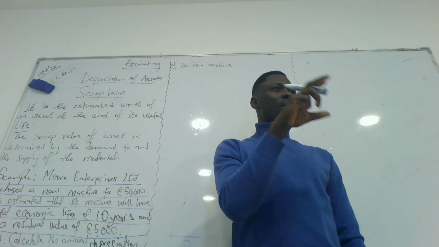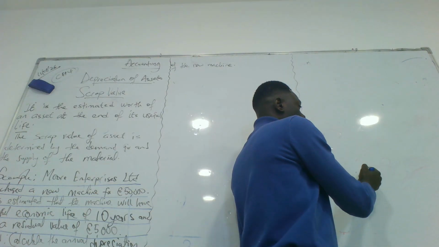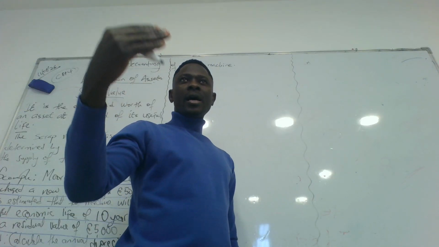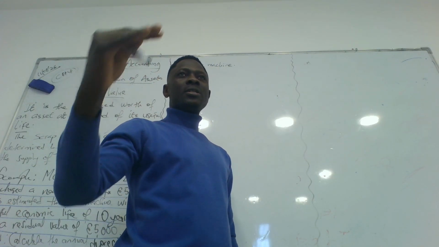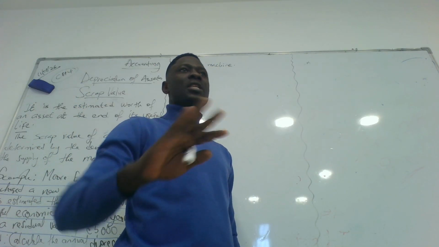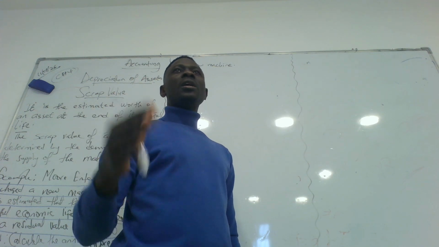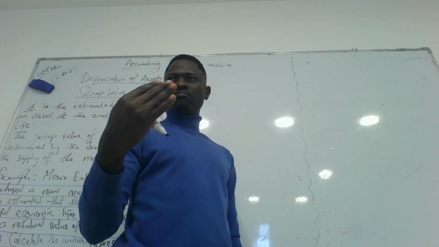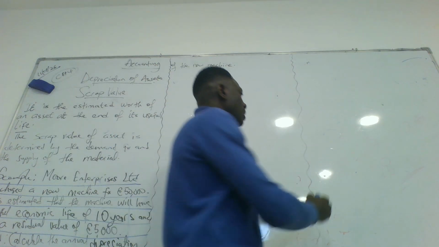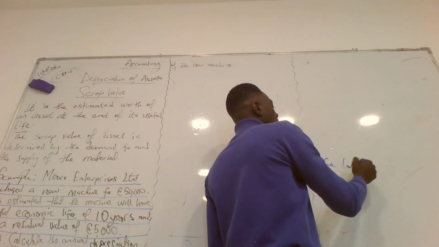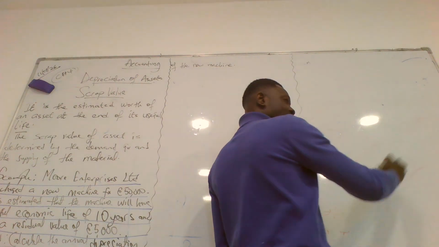So you purchase, maybe this is my laptop. As years pass by, the value of this laptop starts dropping. That is depreciation. I think you understand depreciation here. In the previous class, depreciation is the loss in value of an asset. That is depreciation.